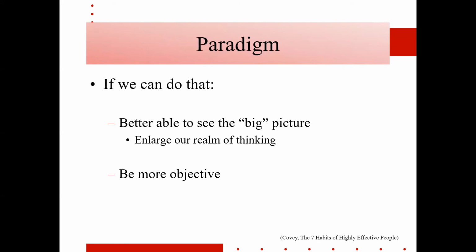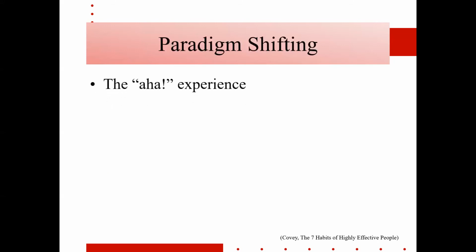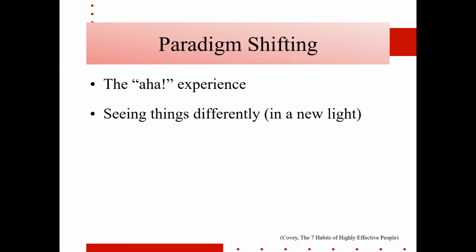And we can better understand where others are coming from. We can interact with people differently. We can better understand other ways of seeing, other ways of doing and being. Now, the next part of this is that paradigm shift that we alluded to earlier. This is that aha moment. This is when we see things differently, in a new light.